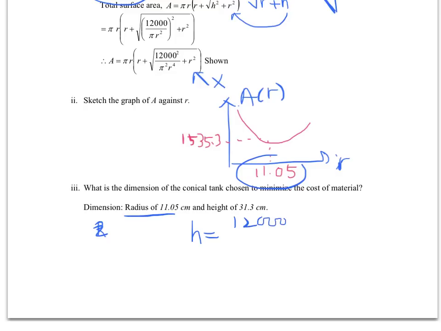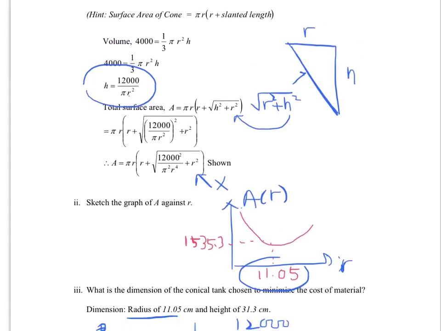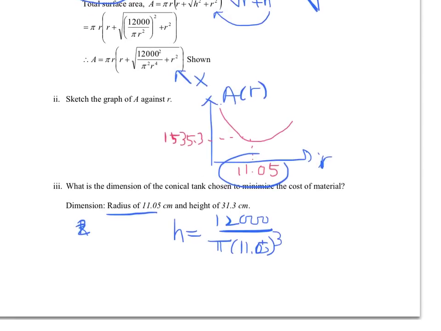12,000 over pi times 11.05, I think to the power 3, yeah, squared this. And this should give you 31.3. So that's how you respond to these questions. I'm going to move on to the next question.